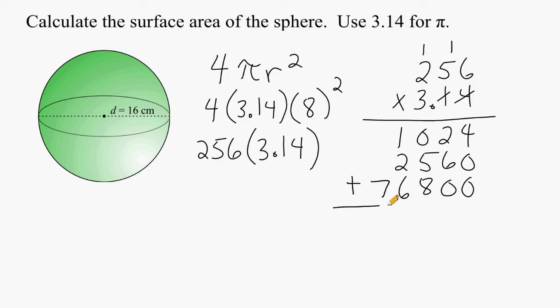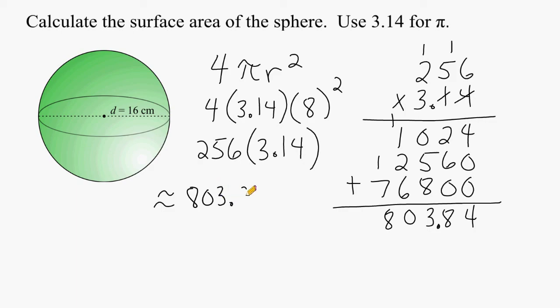All right, let's add these values up. This column is a total of 4. This column is 8. This column right here is 13. This column right here is a total of 10. And this column right here is a total of 8. And our decimal should be placed in this position. So the surface area of this sphere is approximately equal to 803 and 84/100 square centimeters.